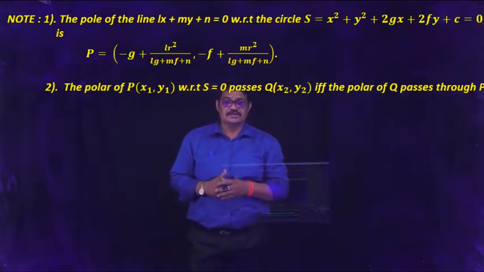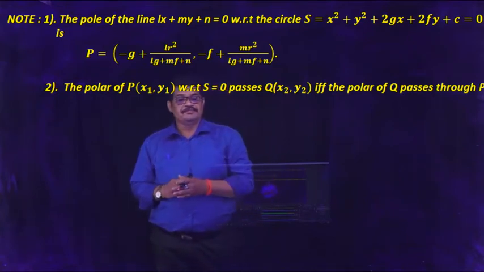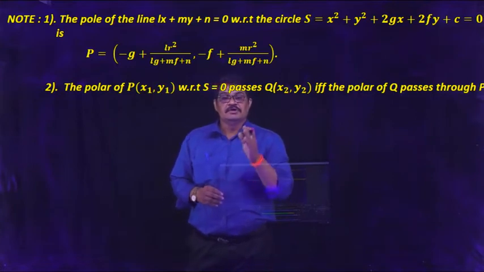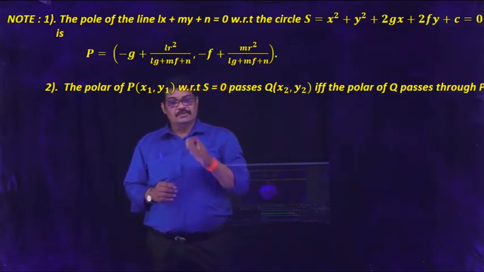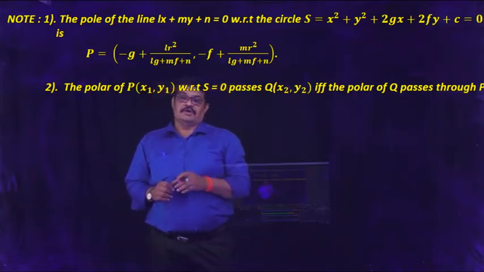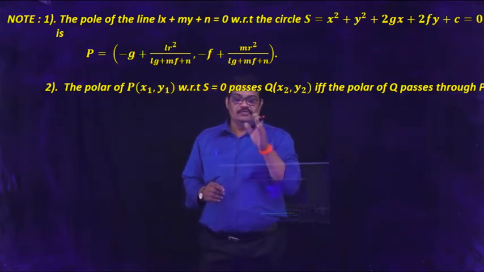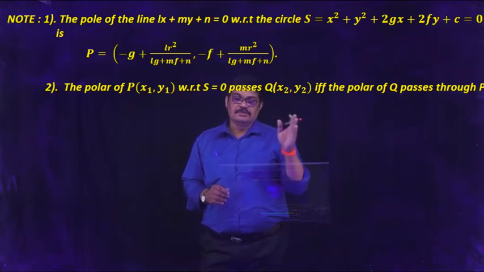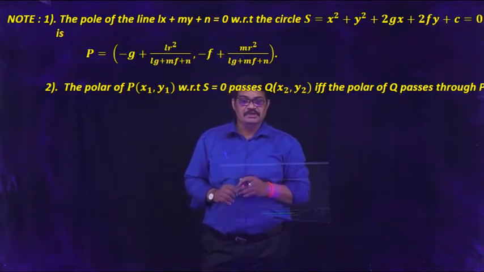In previous theorem, we have to find the pole of the line Lx plus my plus n is equal to 0 with respect to the circle x square plus y square is equal to a square. Here we have to find the pole of the line Lx plus my plus n is equal to 0 with respect to the general equation of the circle.